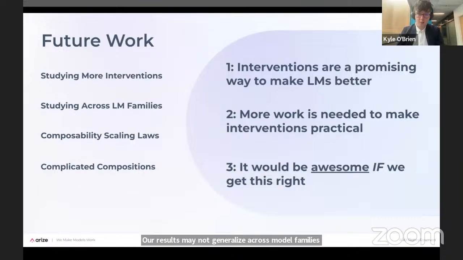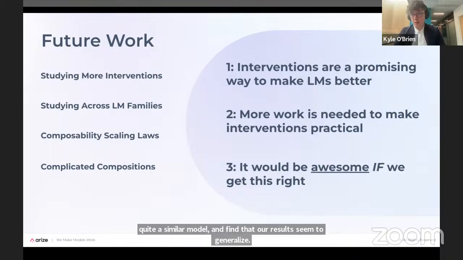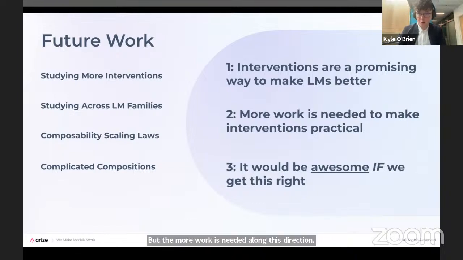We have run some initial experiments as part of our NeurIPS reviews, where we studied Mistral 7 billion, quite a similar model, and find that our results seem to generalize, but more work is needed along this direction. What I'm especially interested in is scaling laws for composability. As models become larger, how do these factors change? Maybe if you have a really capable 100 billion parameter model, even when you aggressively compress it, it's large enough that modifying its compressed knowledge is easy in a way that it might not be for a smaller model.